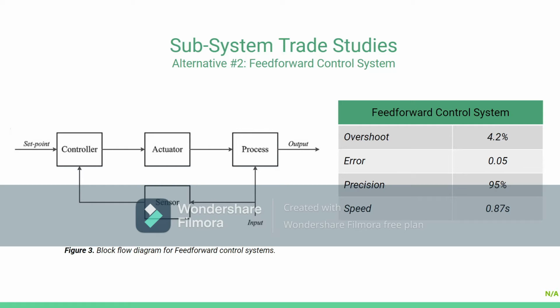I tried looking for an application with a feed-forward control system applied to our project, but the two typical and most used control systems are the feedback and the sequential. So following on some other products that I found on the internet, our specifications conclude that the overshoot is 4.2%, the error is 0.05, the precision is 95%, and speed is 0.87 seconds.